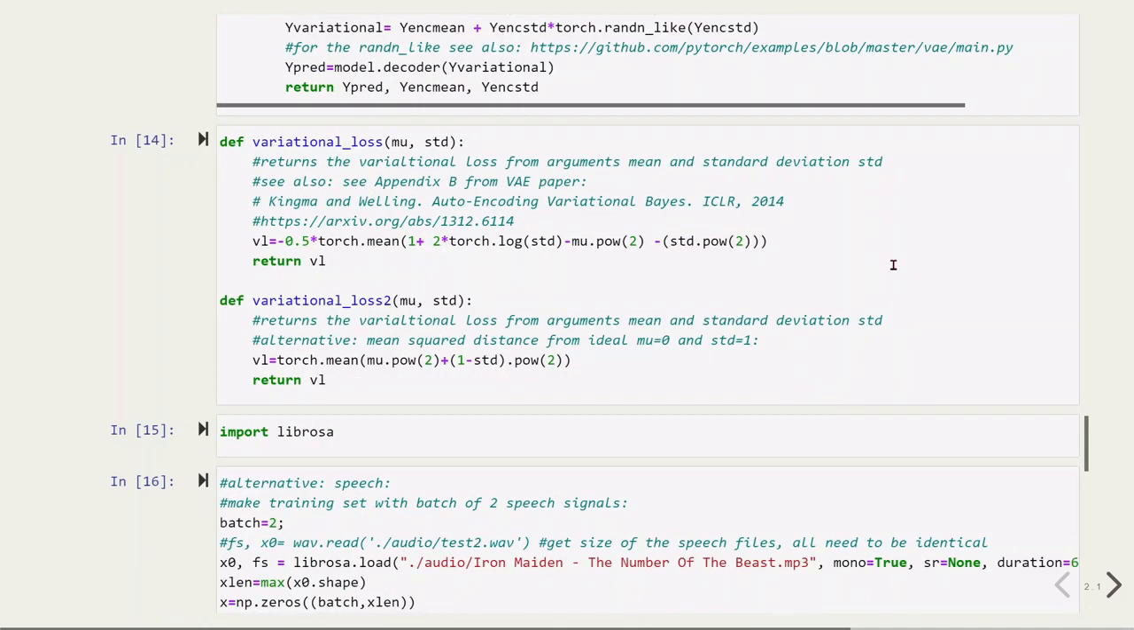So we are going to experiment with two different loss functions. So we have our variational loss that returns the variational loss from arguments mean and standard deviation, and you can see it from the paper Auto-Encoding Variational Bayes. That was the equation that we talked about before, but also we can have an alternative that is the mean square distance from the ideal, mu equals 0 and sigma equals 1, that is given here.